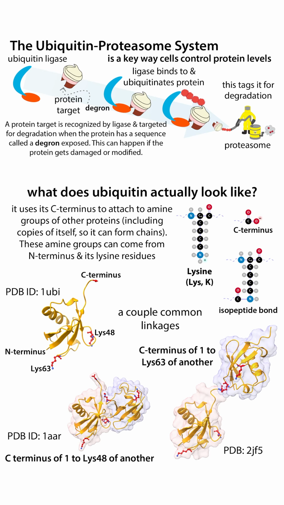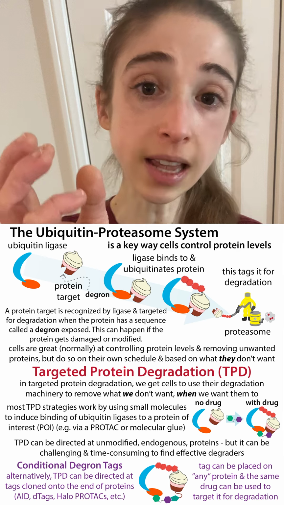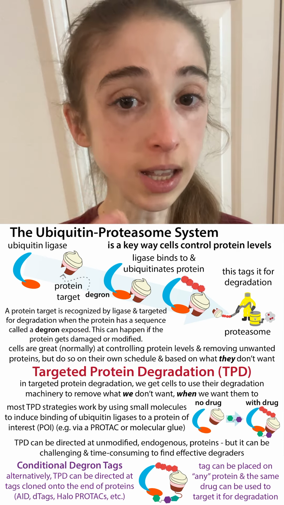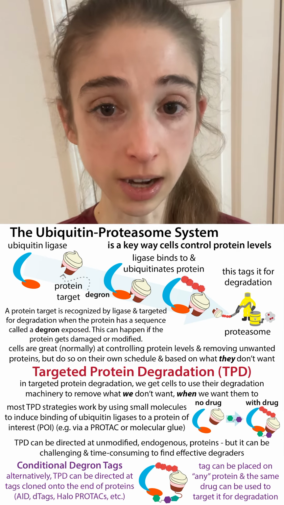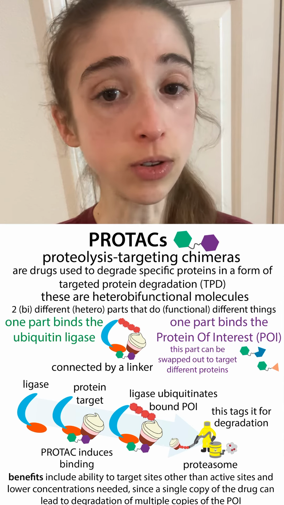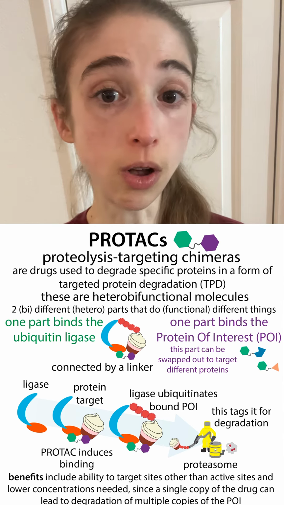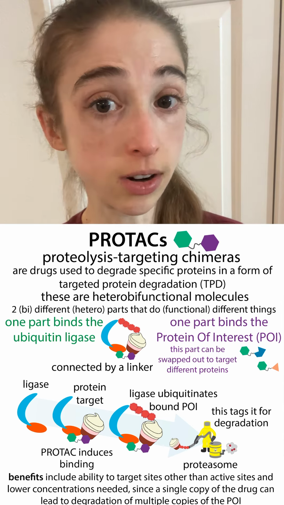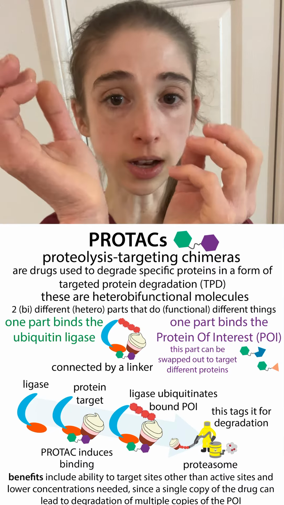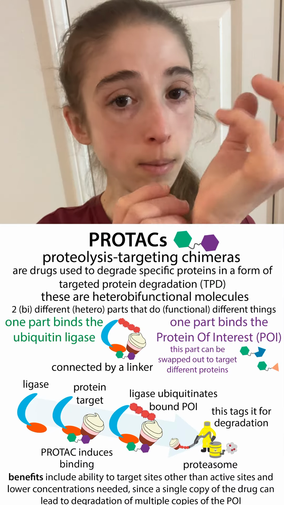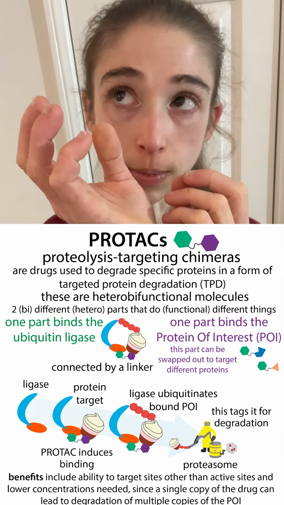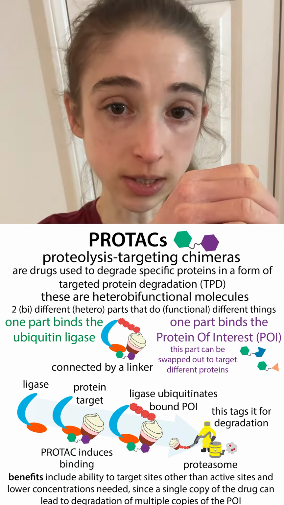To add that ubiquitin, you need the ubiquitin ligase. If we can target that ubiquitin ligase to a specific protein, we can get that protein tagged and get that protein degraded. The way that you can do this is by using a molecule called a PROTAC, a proteolysis targeting chimera. Chimera, you've got a mismatch of two parts. One part binds your protein, one part is the ubiquitin ligase that adds the ubiquitin.